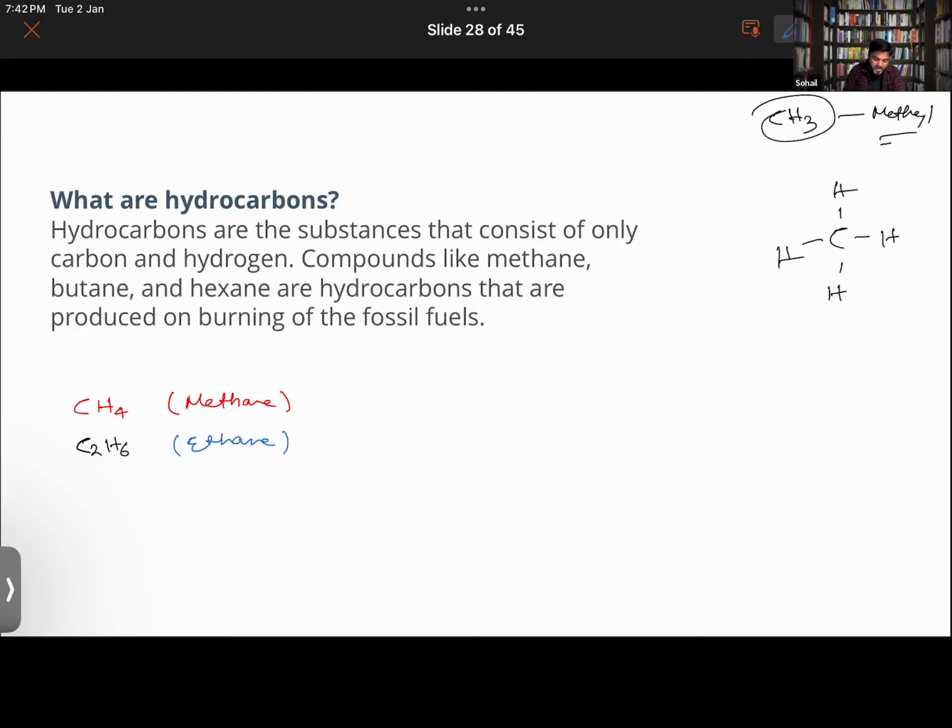So hydro for hydrogen, carbon for simply carbon. So thereby it is hydrocarbon. The substances that consist of only carbon and hydrogen, right? So methane, butane, hexane are hydrocarbons, and these are produced when fossil fuels are burned. All right, is that clear? So that's it. You guys need to know about hydrocarbons. Okay, हमारे body में भी hydrocarbons पाए जाते हैं. Okay ना?